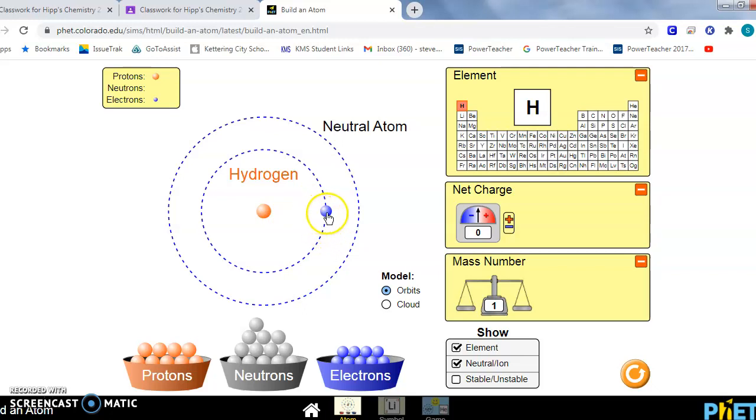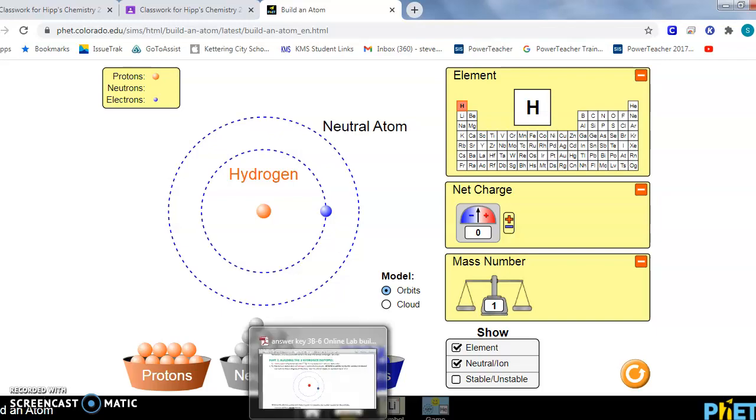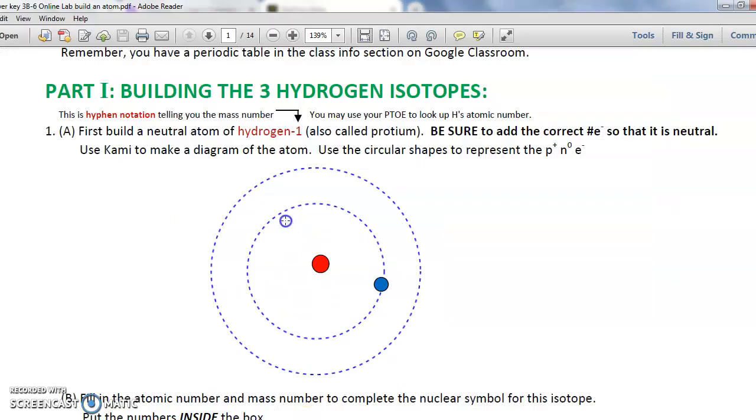So anyway, we added the 1 negative particle. It balances out the 1 positive particle. Here they're showing that for every positive we have a negative, so the net charge is now 0. So we have our model of hydrogen 1 called protium. 1 proton, 1 electron.